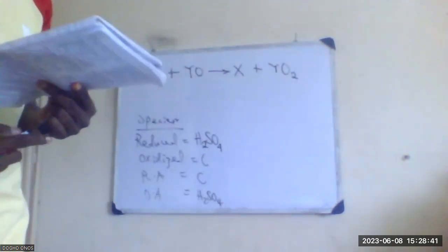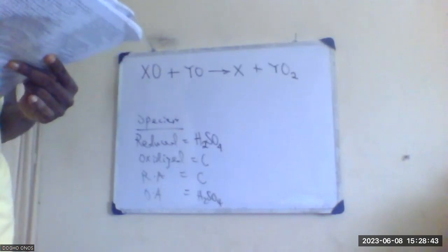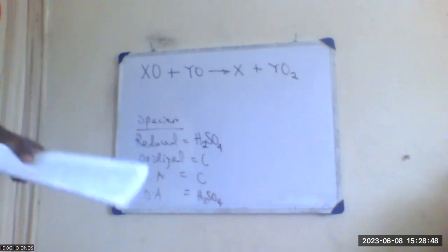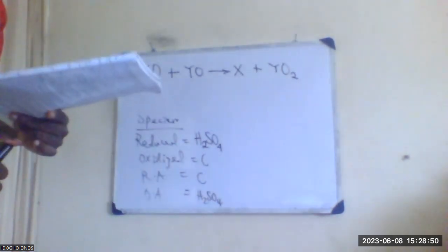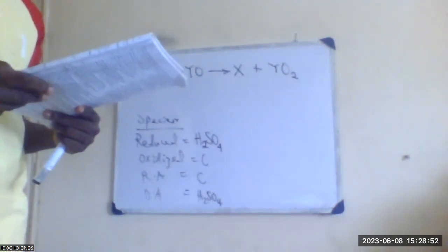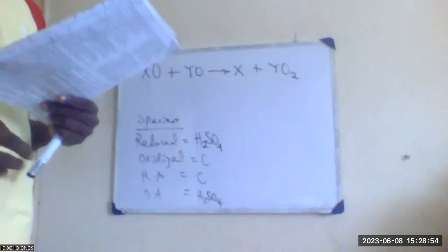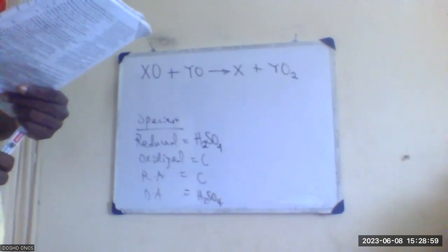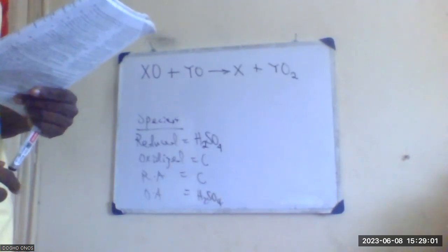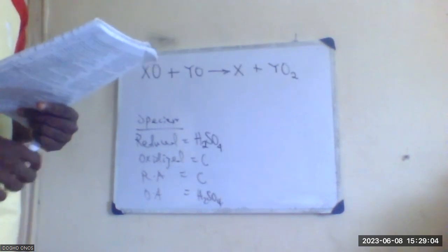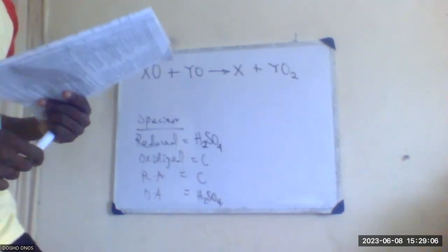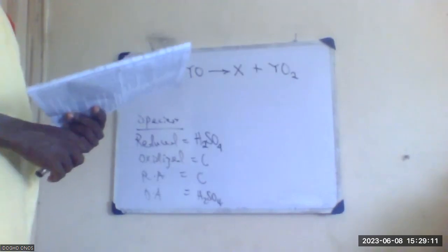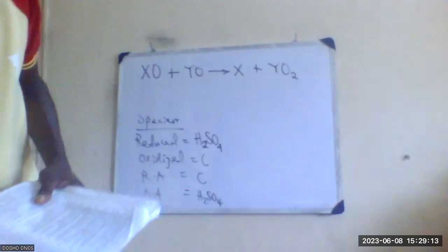Consider the reaction represented by the equation below. In the reaction, YO acts as dash. In the reaction, O acts as dash. The options here are A, an acidic oxide; B, a basic oxide; C, a reducing agent; D, a weak base. Reducing agent. Okay, I think it's very simple like that.